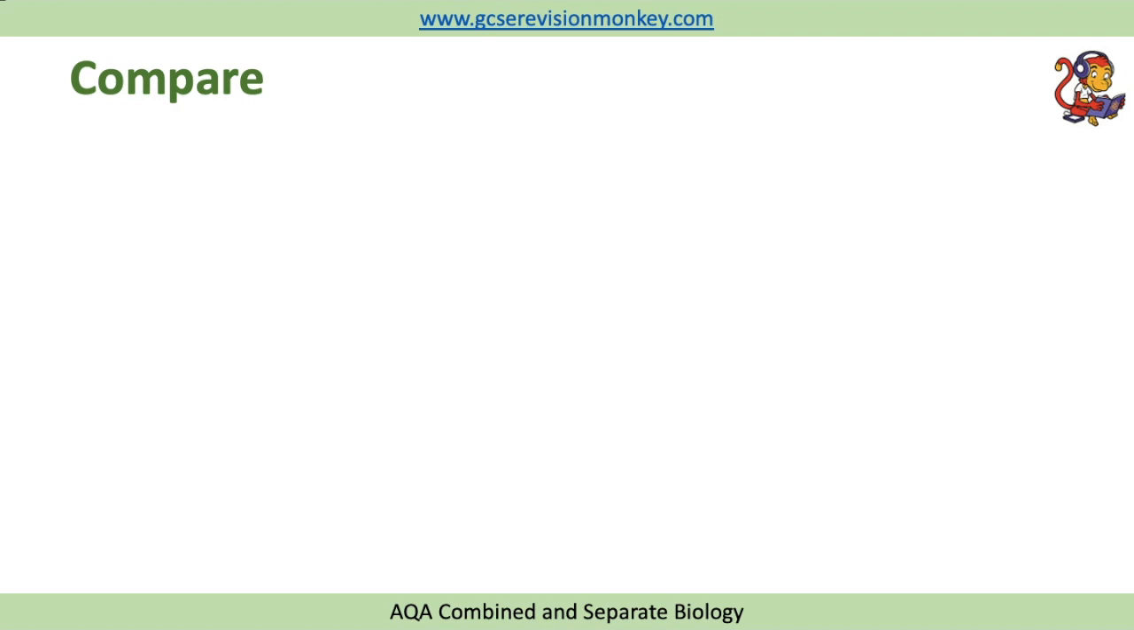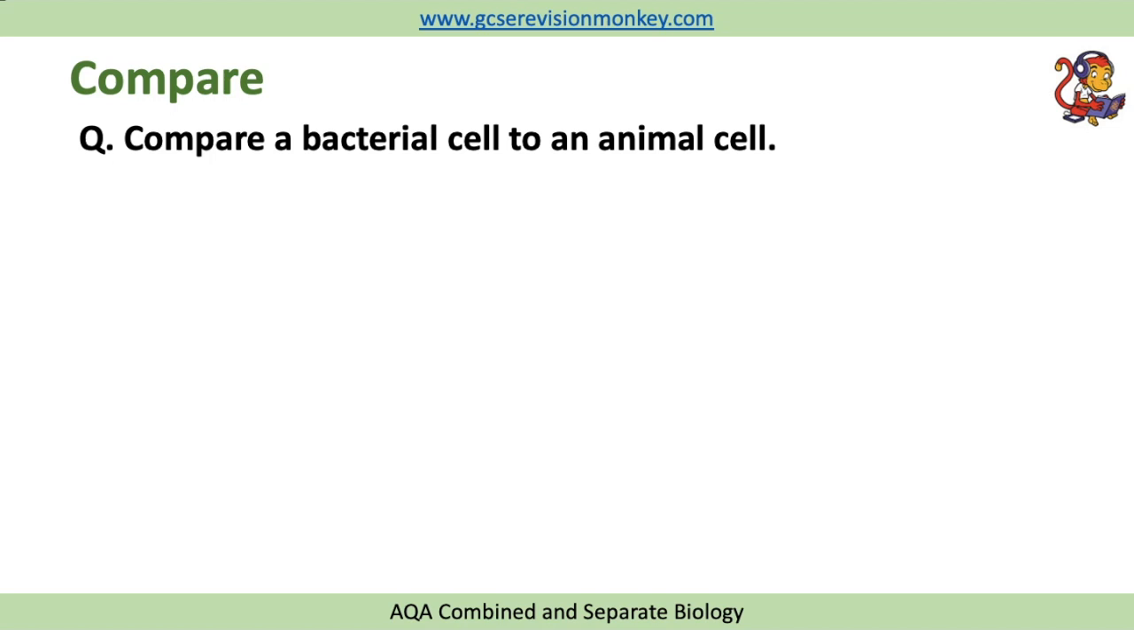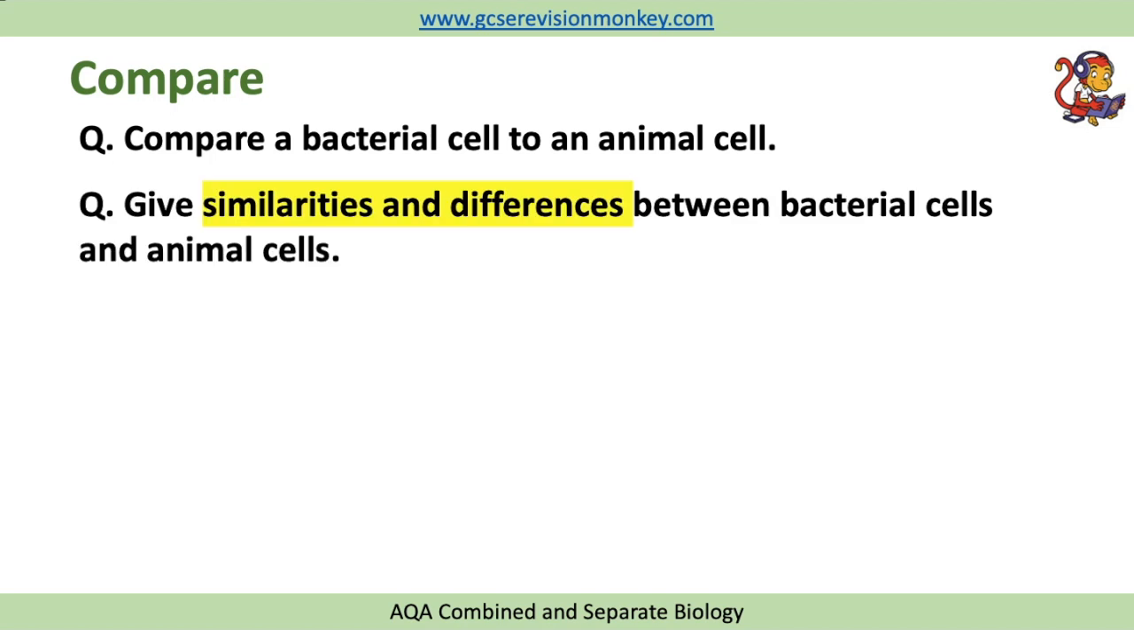Compare questions, again, they just write compare, but they don't tell you what to do. So you need to remember, if you see a compare question, for example, compare a bacterial cell to an animal cell, what it really wants you to do is give similarities and differences between bacterial cells and animal cells. It won't tell you that, but you need to remember to say things that are similar and also the differences. But they just give you that one word, compare. So just bear that in mind.